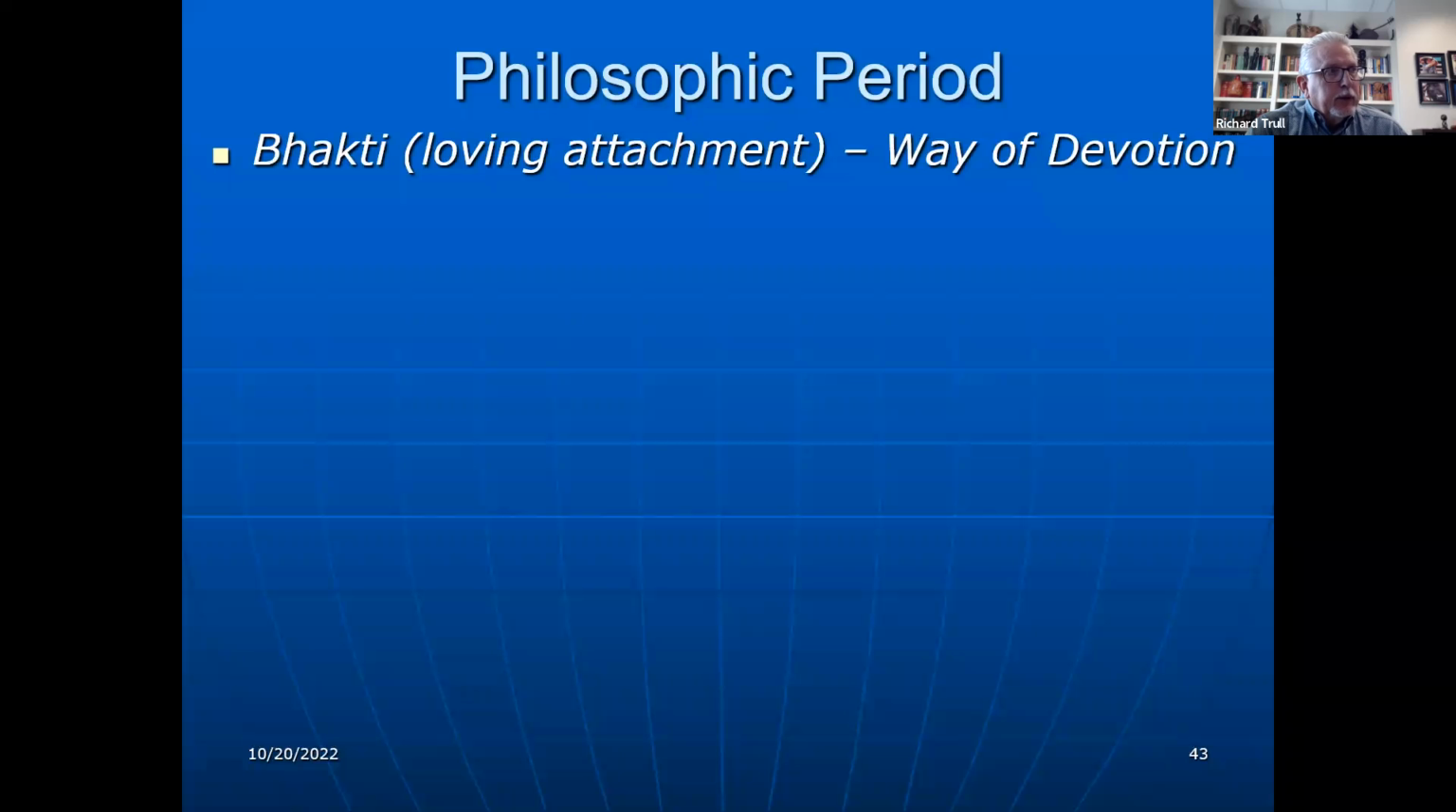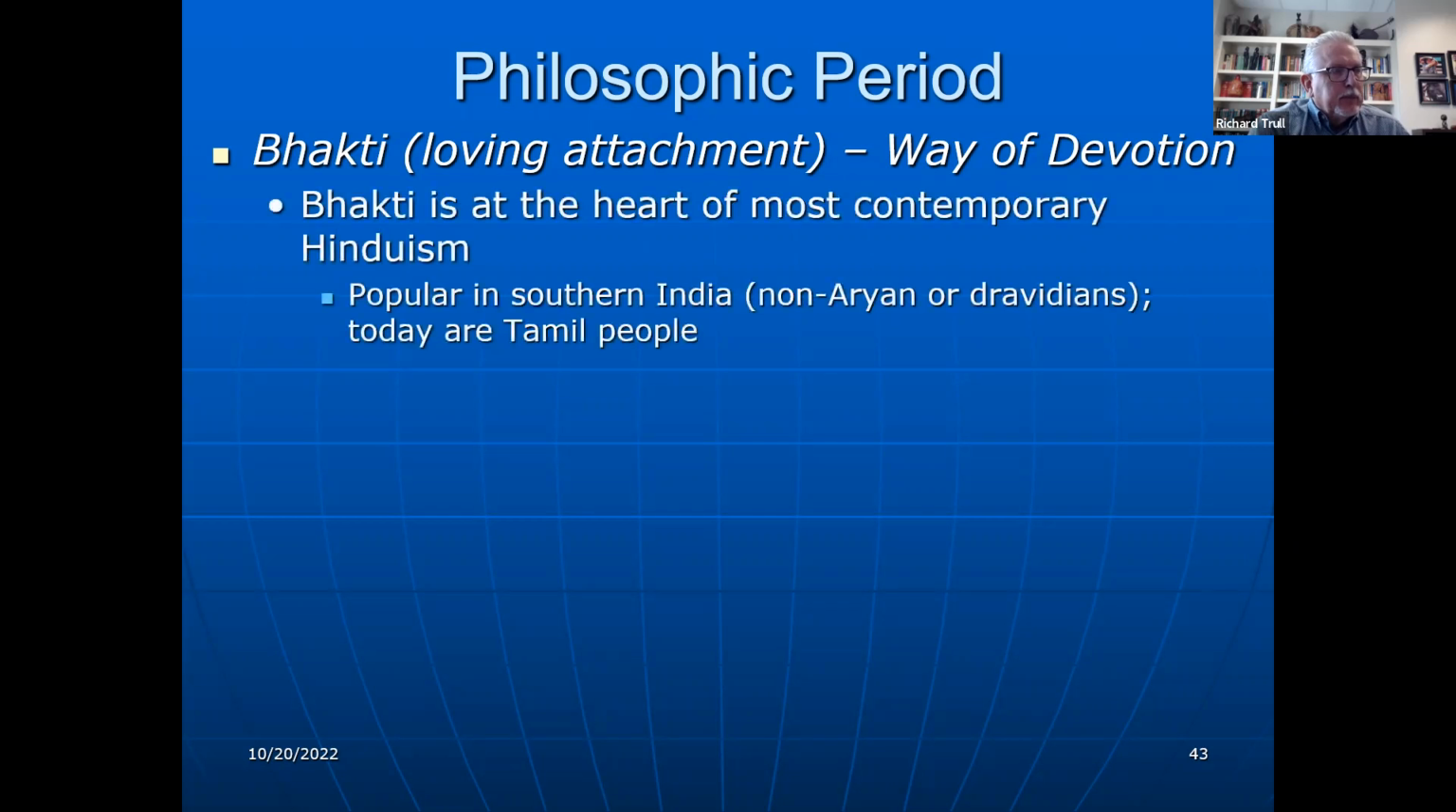All right, so the third way, the bhakti, loving attachment, the way of devotion, is where we're heading now. And bhakti is at the heart of most of contemporary Hinduism. It's very popular, particularly in southern India. This would be more of where the original indigenous people, the non-Aryans, live. Dravidians, they would be called also, but you hear them often today referred to as the Tamil people.